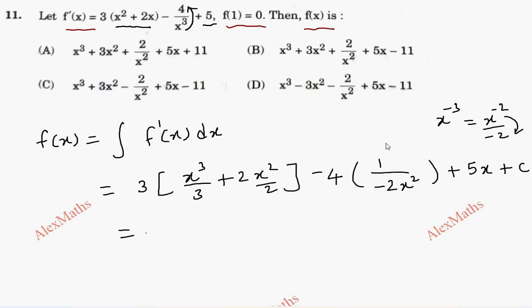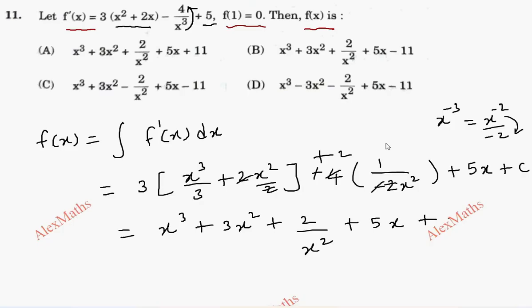This 3 we can multiply inside, so we get x cube. After cancelling this, we get 3x square, and we can cancel this and make it as plus, and also we can cancel this, so this is plus 2 by x square plus 5x, then plus c. So we got f of x, but we find x cube plus 3x square here, the plus 2x square, then plus 5x. So this option and this option has same thing, only the value of c is different.